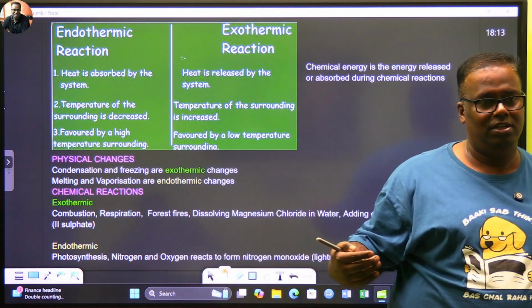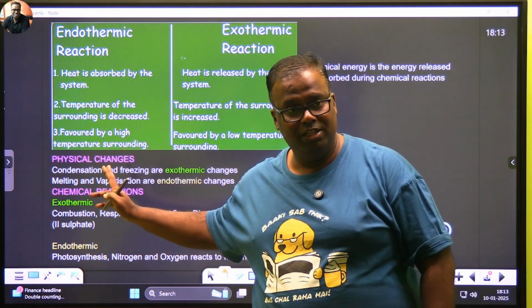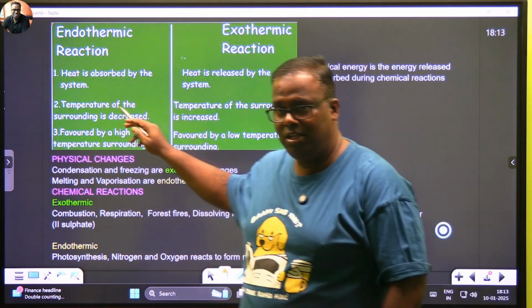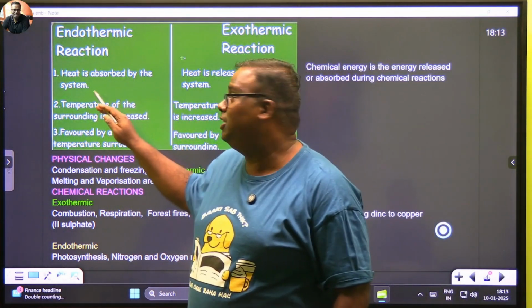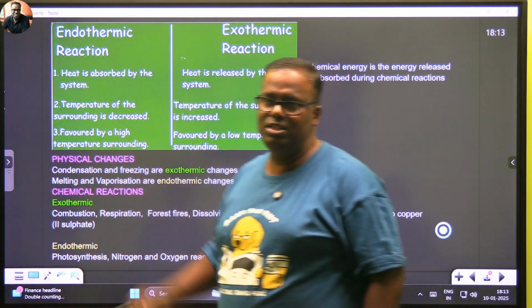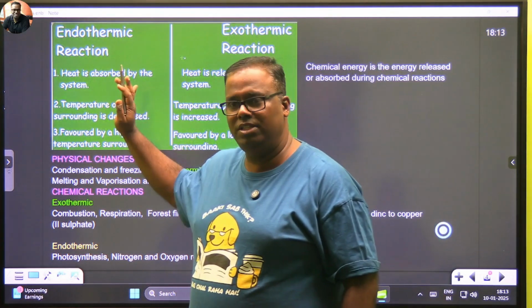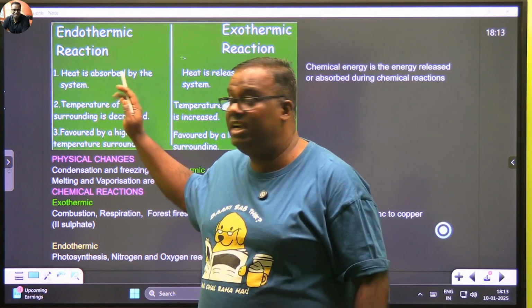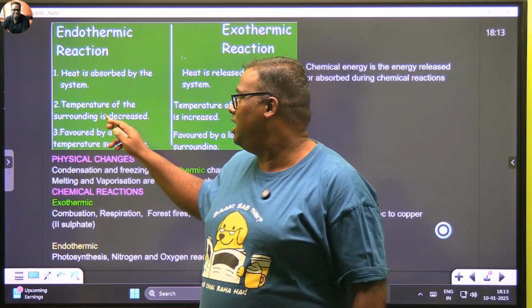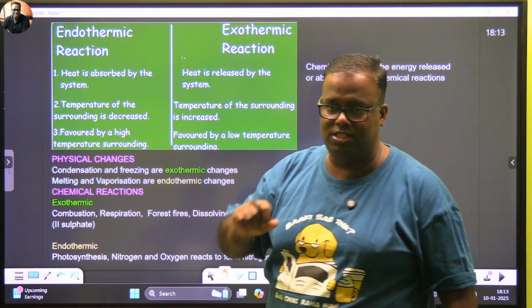Favored by. Do you understand the meaning of the third line? ये समझ में आ रहा है? पहले फिजिक्स की नजर से देखो. Heat is absorbed by the system. Temperature of the surrounding is decreased. In the terms of chemistry, heat is absorbed by the reaction. Heat is entering the reaction, and temperature of surrounding, meaning temperature of reaction mixture, is decreased.